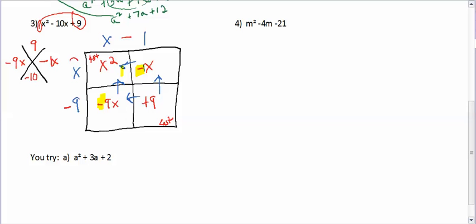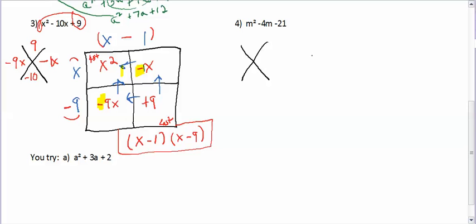So now I have my answer. My answer is x minus 1 and x minus 9. So that's the answer. That's the factored form for that equation. Okay, one more, and then I'm going to let you try one on your own. Okay, so you're going to make your x in your box.